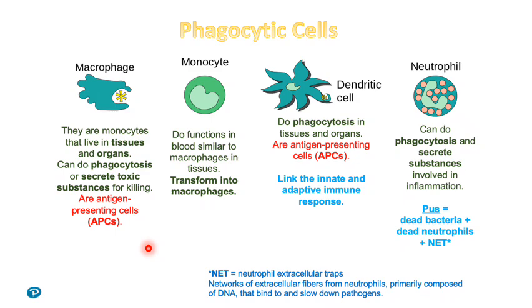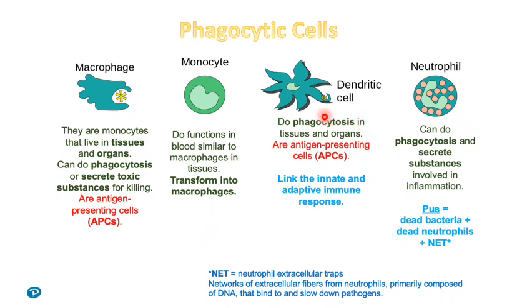I will discuss the antigen presenting cells in a few seconds. Monocytes do functions in the blood that are similar to macrophages in the tissues. They can transform or become a macrophage.